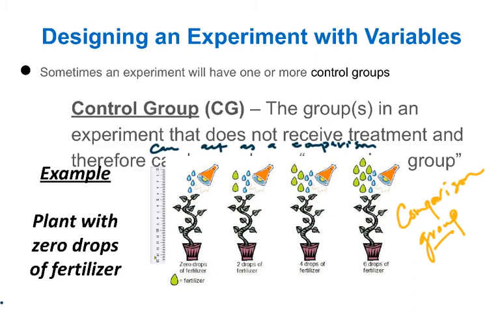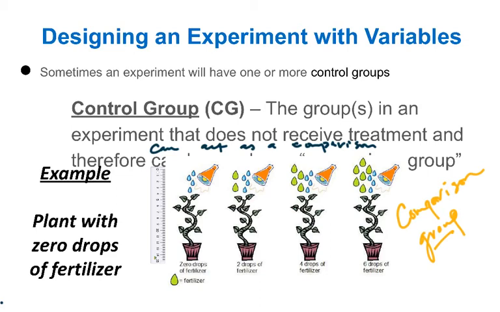Okay, because my hypothesis would be that this one with the most fertilizer would grow the tallest. This one would grow medium. This one would grow medium but smaller than this one. And this one would grow the shortest. I'm not sure because I'm not running this experiment. I won't have evidence or data, but that's my hypothesis. That's what I think is going to happen.